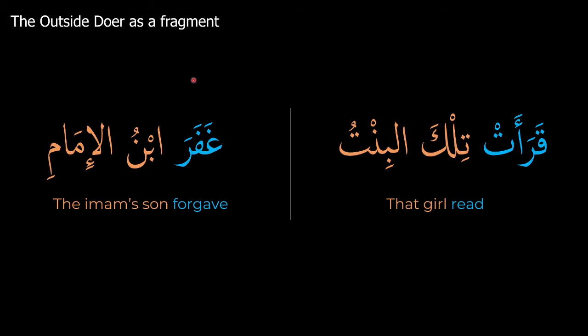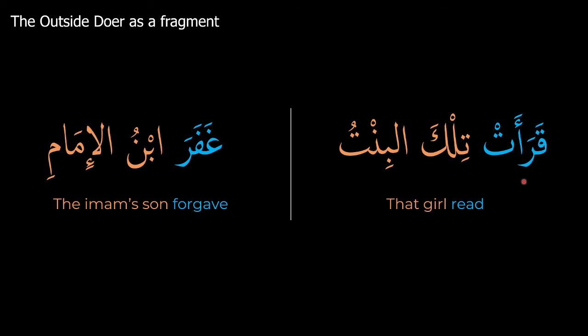Also, you should note that the outside doer isn't just restricted to one ism. It can be its own fragment, as long as the fragment fulfills the requirements that we went over. So, for example, here we have غفر ابن الإمام, the Imam's son forgave. غفر here is the fi'l, and ibn al-imami is going to be our fa'il, because ibn al-imami is in a state of rafa because of the dhamma right here, and we know that this is mudaf and this is mudaf ilayh. Ibn al-Imami comes after Ghafara, and both of them match in gender as both of them are masculine. So now, this whole thing, Ibn al-Imami is going to be your doer.